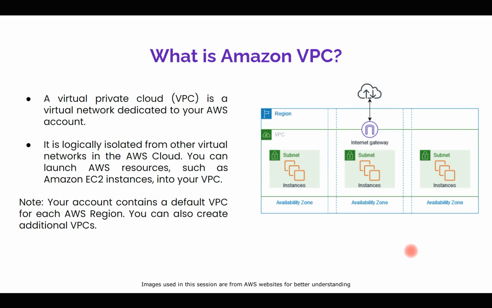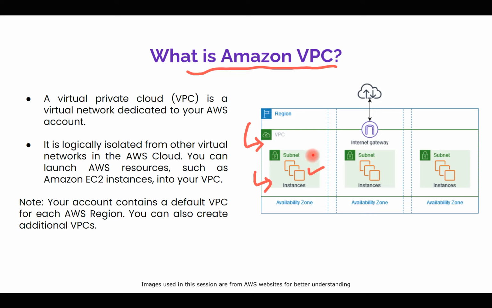Now let's understand what is VPC. As we already discussed, right? This VPC is a kind of virtual network which is dedicated to your AWS account. So whenever you create your account, you will have one VPC by default. It's logically isolated from other virtual networks in the AWS cloud, and we can launch our AWS resources, any resources which we want to use, within this VPC.